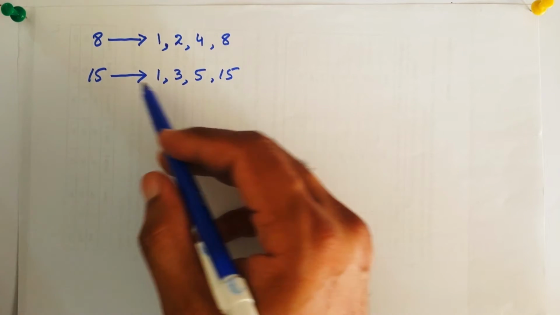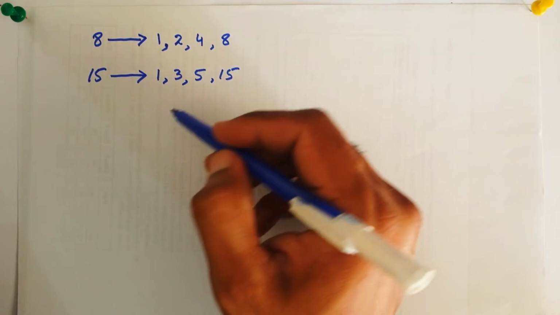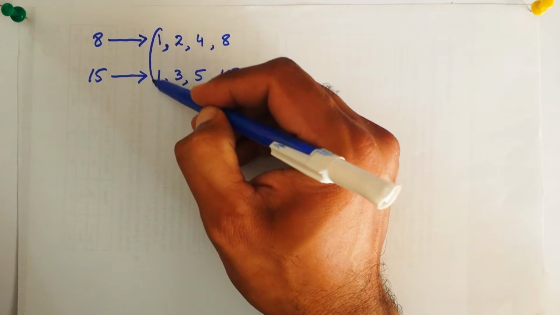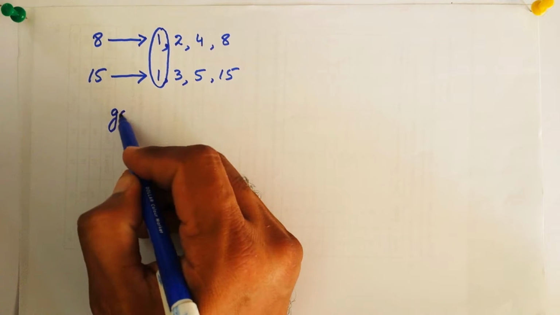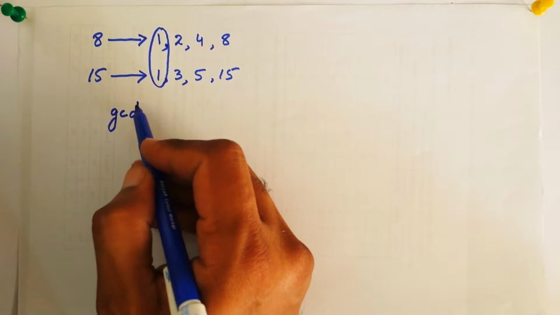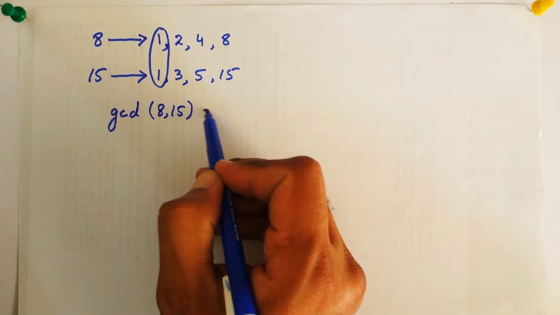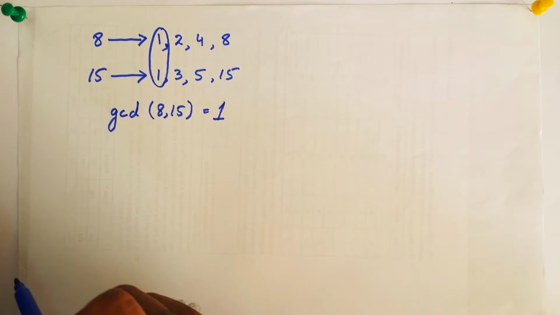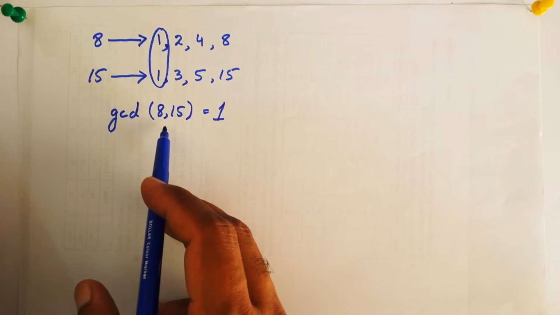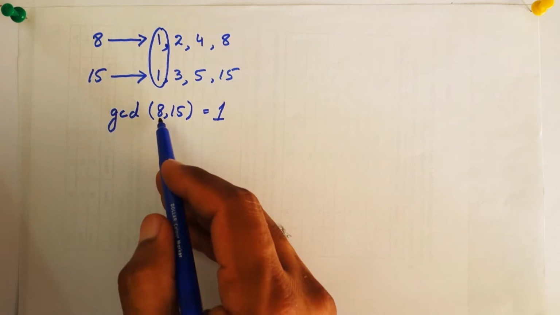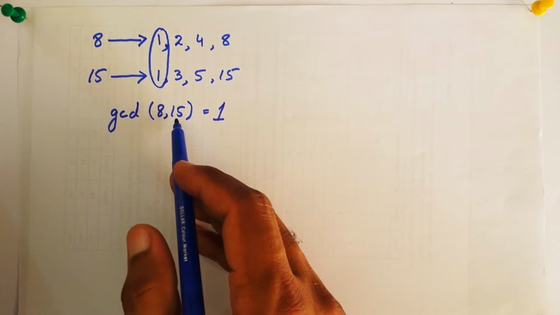In these factors of 8 and factors of 15, or you can say divisors of 8 and divisors of 15, you see that the only common divisor is 1. So we can write that the GCD, greatest common divisor, of 8 and 15 is 1, which satisfies the definition of relative prime integers. So we can say that 8 and 15 are relative prime numbers, or co-prime numbers, or mutually prime numbers.